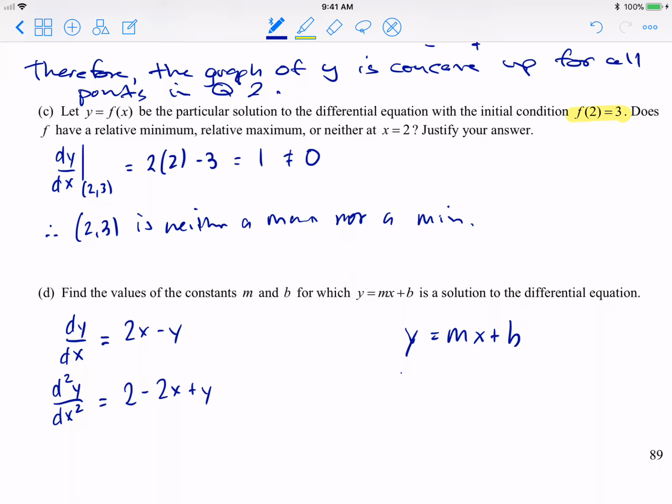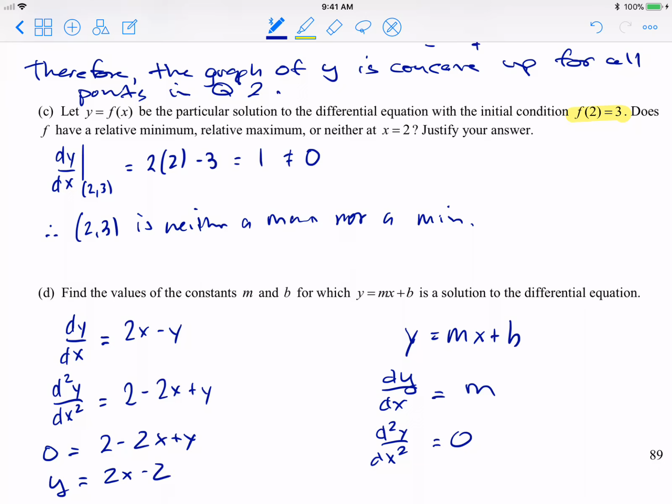So let's see here. If I take the first derivative of this, so we'll just say dy dx, this is going to equal m. Okay, and then finally d squared y over dx squared is going to equal 0 because m is a constant. So if I plug that information back over here on the left, then 0 is going to equal 2 minus 2x plus y. And if I solve this for y, then I get y is equal to 2x minus 2.